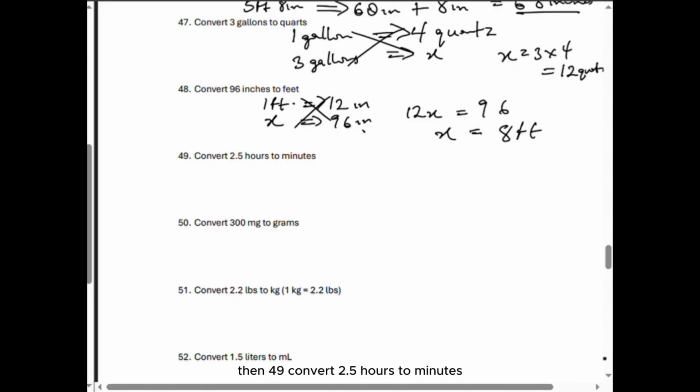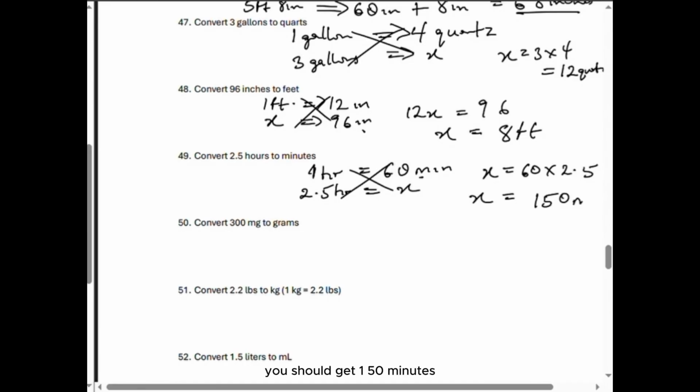Then 49, convert 2.5 hours to minutes. You know that 1 hour equals 60 minutes. So 2.5 hours equals x. Find your x. You have x equals 60 times 2.5, and use a calculator, you should get 150 minutes.